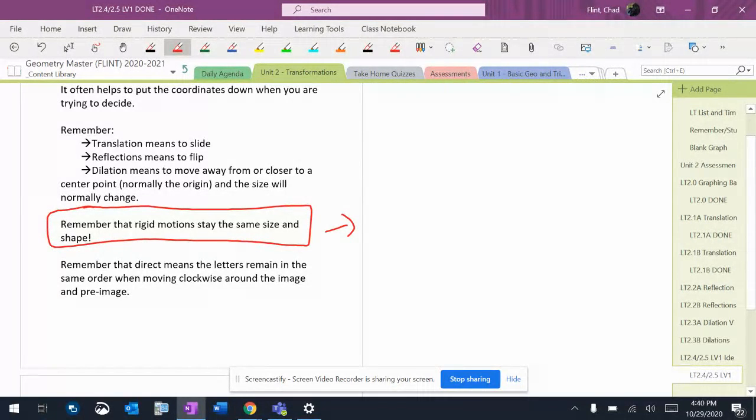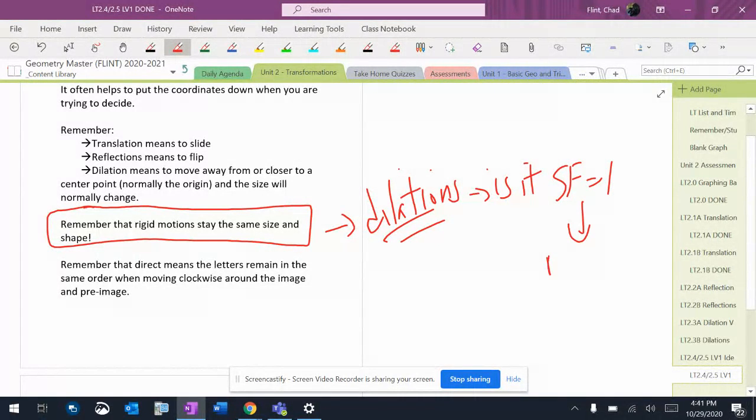So what we're looking for is when are there dilations? And then we have to say, if there is one, is it scale factor 1 or not? Because if it's scale factor 1, then it's rigid motion. Remember, -1 behaves the same. Anything else is not a rigid motion. All right, so that's what we're looking for when it asks us that question.